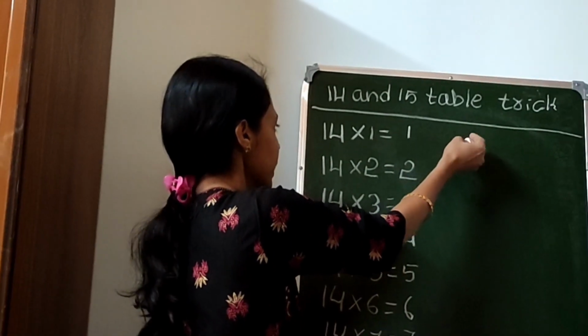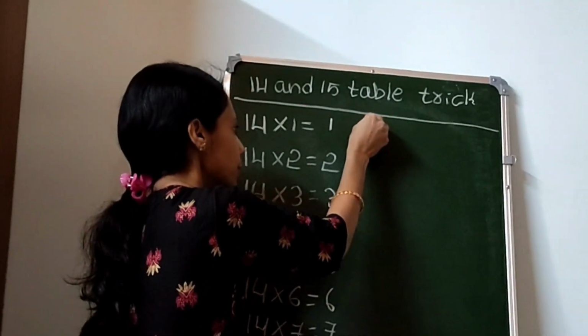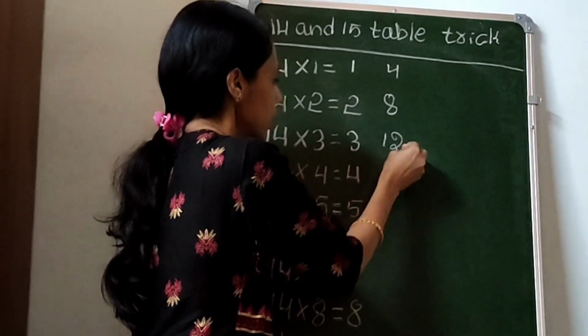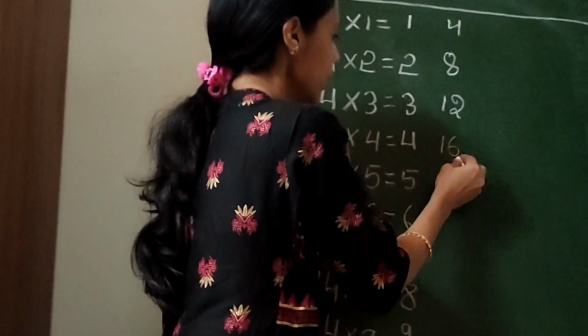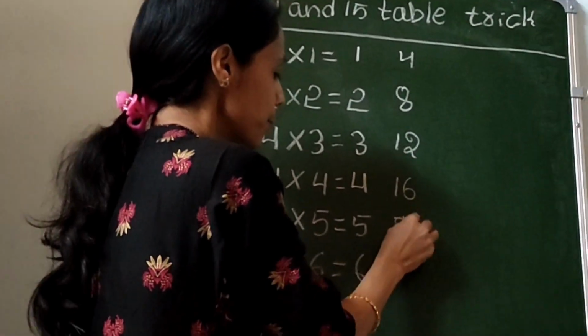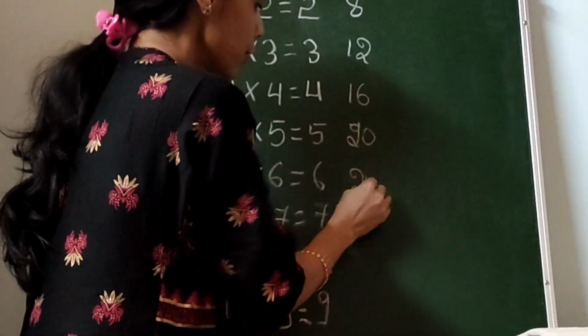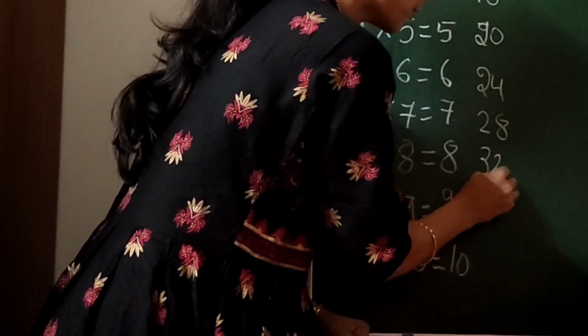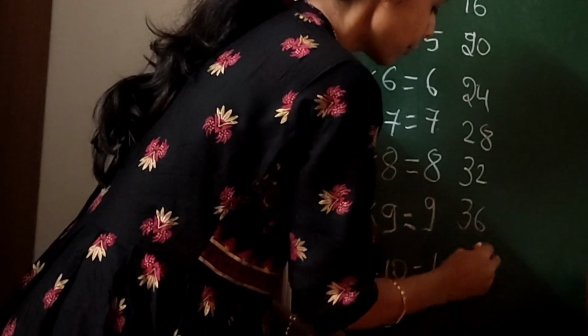After, consider the second column. We write the 4 table: 4 1 ja 4, 4 2 ja 8, 4 3 ja 12, 4 4 ja 16, 4 5 ja 20, 4 6 ja 24, 4 7 ja 28, 4 8 ja 32, 4 9 ja 36, 4 10 ja 40.